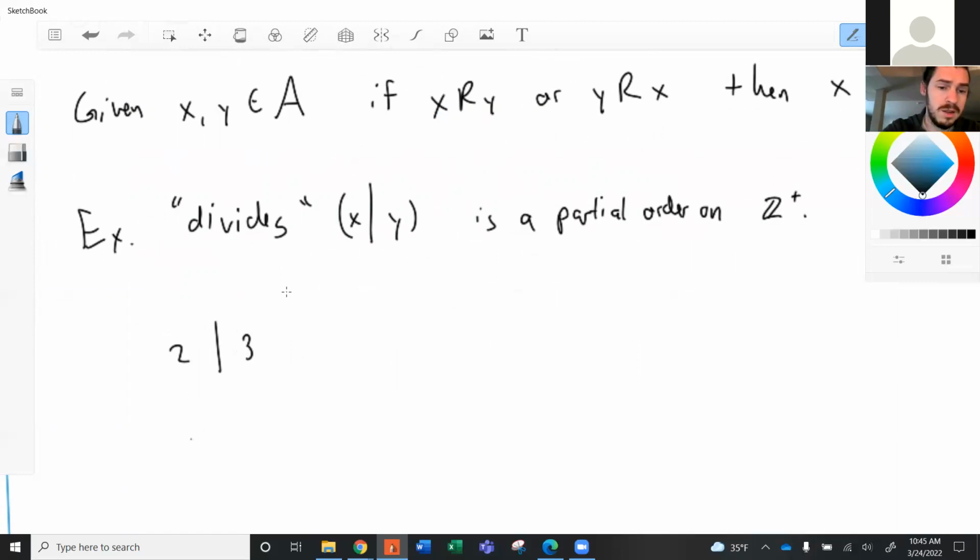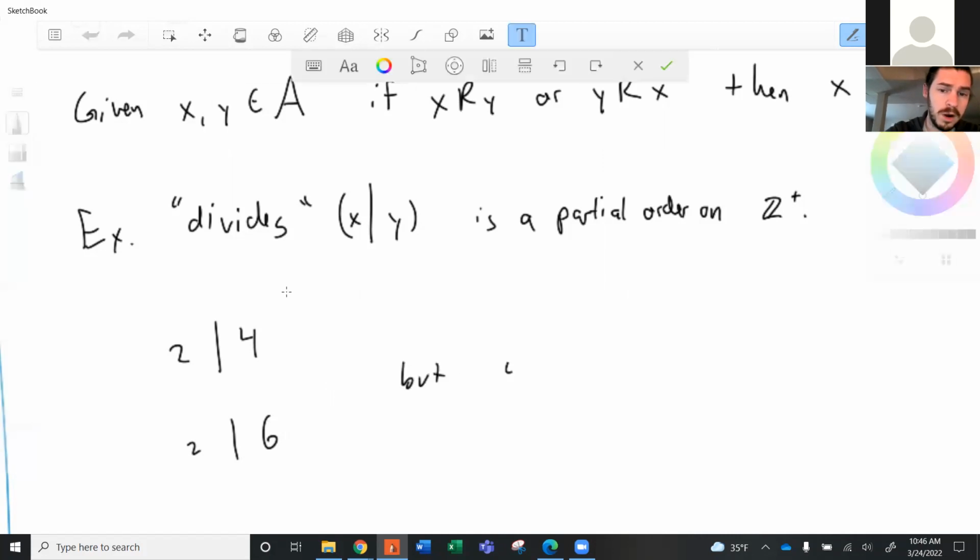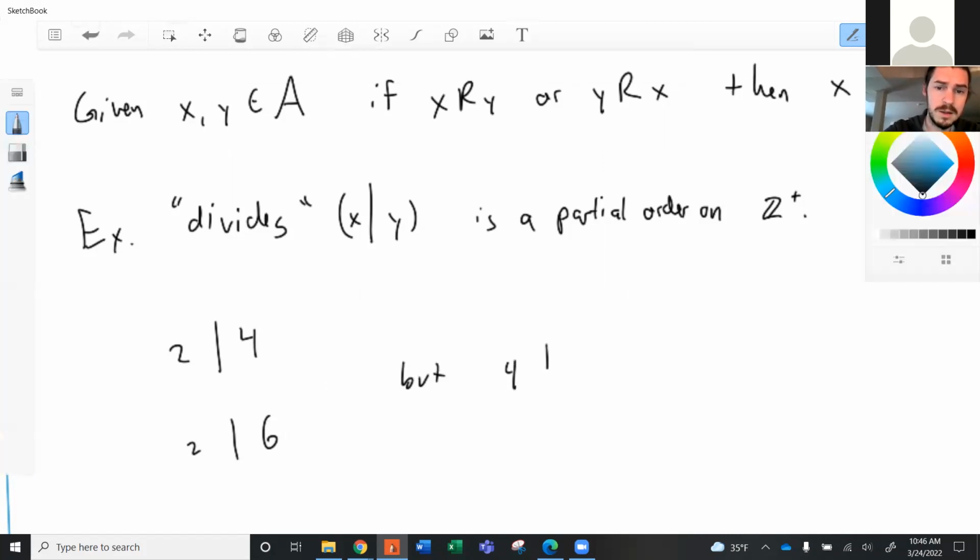And like 2 divides, sorry, what did I say? 2 divides 3. Why did I say that? 2 divides 4. And 2 divides 6. So 2 is comparable to 4 and 2 is comparable to 6. But 4 doesn't divide 6, and 6 doesn't divide 4. So 2 divides 4 and 2 divides 6, but 4 and 6 don't divide each other. Also, I said 2 and 3 earlier by mistake, but 2 and 3 is another great example. Neither of them divides the other, so they're not comparable. So this is a partial order.